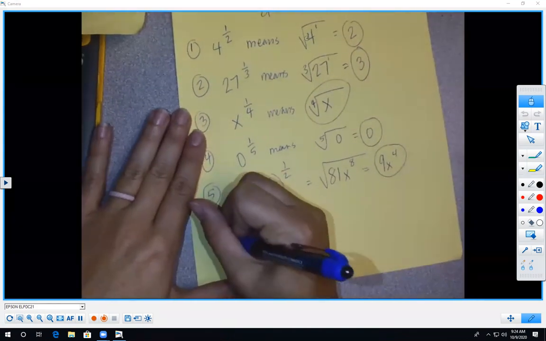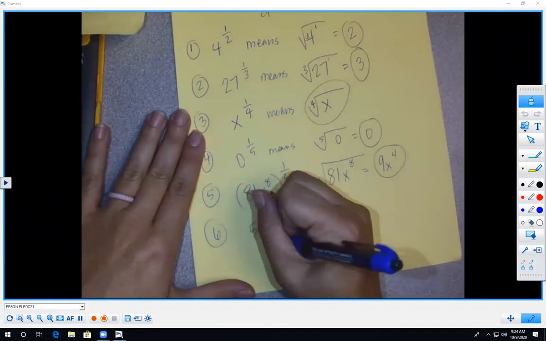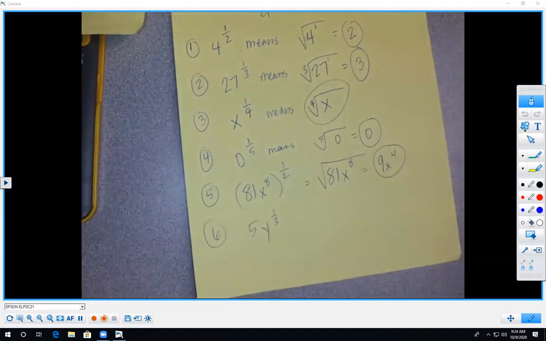Look at this one. What if I had 5y to the 1/3 power?